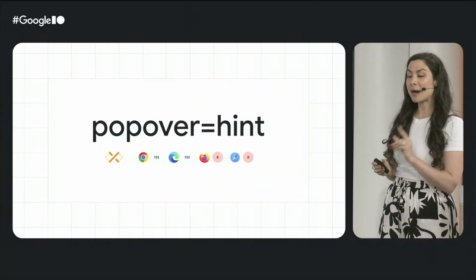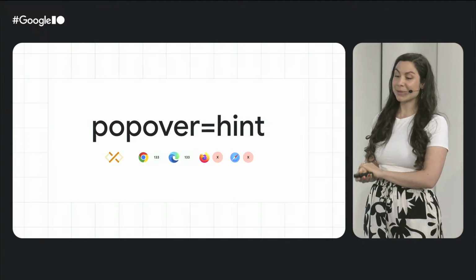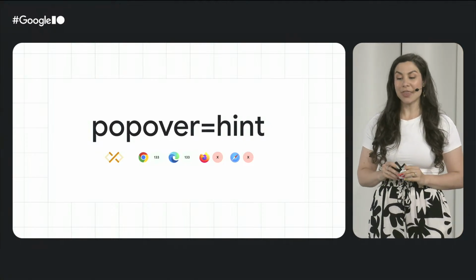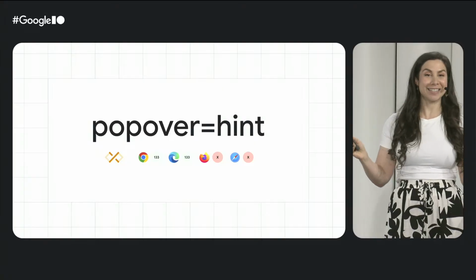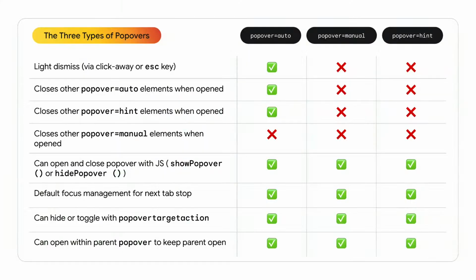This is because of a new popover type called popover equals hint, which landed in Chrome 133 to complete the trifecta of popover types. Shout out to the team. What's the difference, you might be wondering? Well, mostly the difference lies in its behavior.